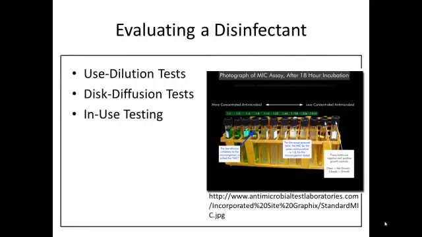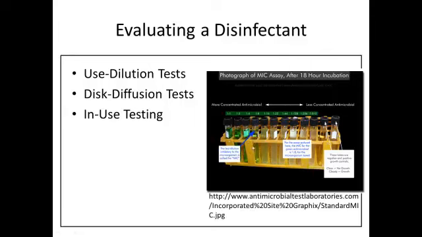There are three main tests that are currently common in the United States: the use dilution test, diffusion tests, and in-use testing. First off, let's talk about use dilution tests. You're going to be doing one of these in labs, and here we have a picture of a bunch of test tubes. They have decreasing amounts of the disinfectant in the test tubes. Then what you do is you add the same number of microbes, and we generally pick, you can think of it as a rogues gallery of microbes, the ones that cause the most problems clinically, and also those that are hardest to kill.